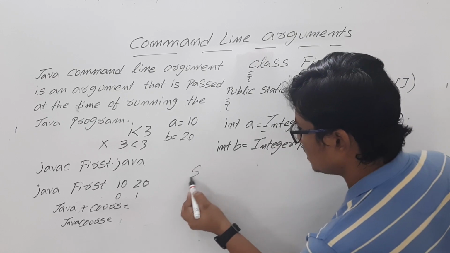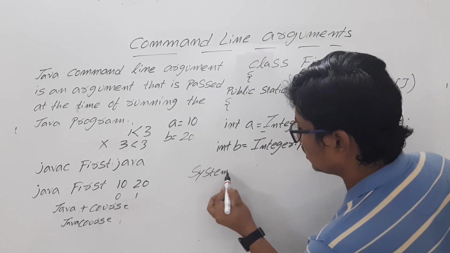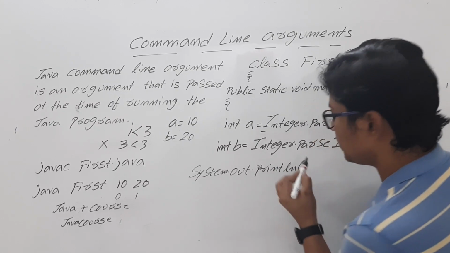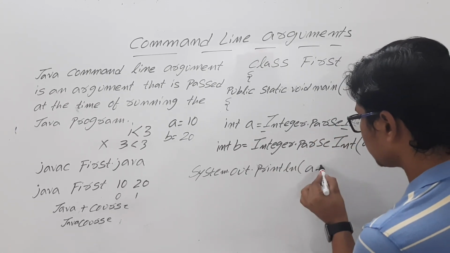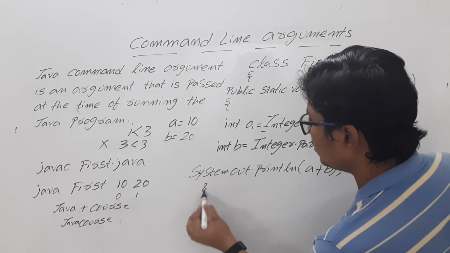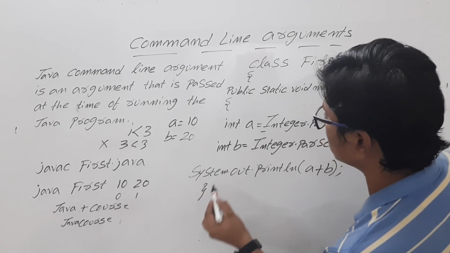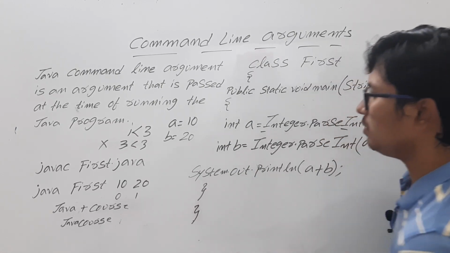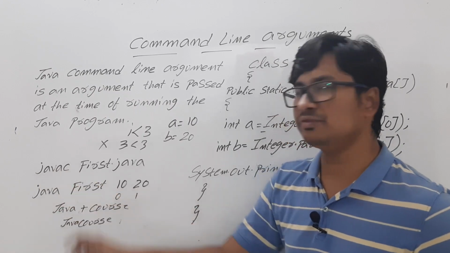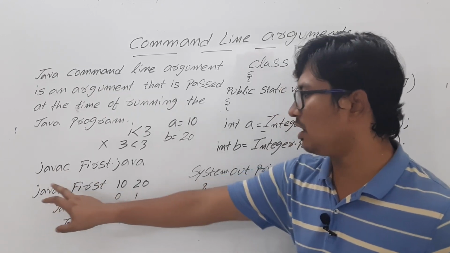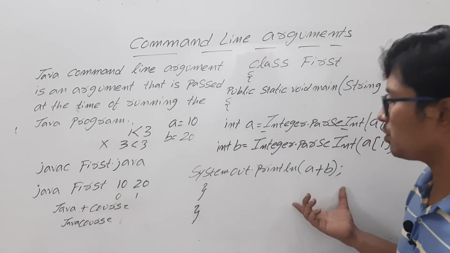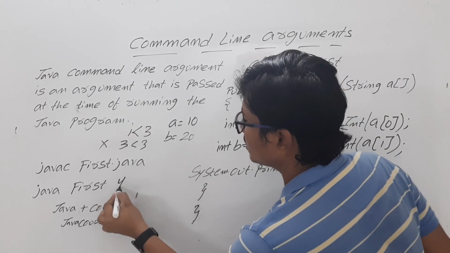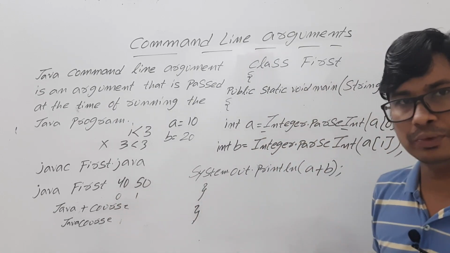If I write System.out.println, and write a plus b, then this program will give you the output as 30. First let me close the main and let me close the class. Okay, so I compile the program, javac First.java, and run the program, java First 10 20, then this program will give you the output as 30. Suppose I give 40 and 50, then the program will give the output as 90.